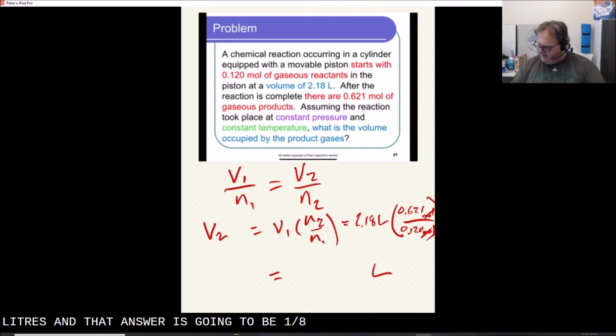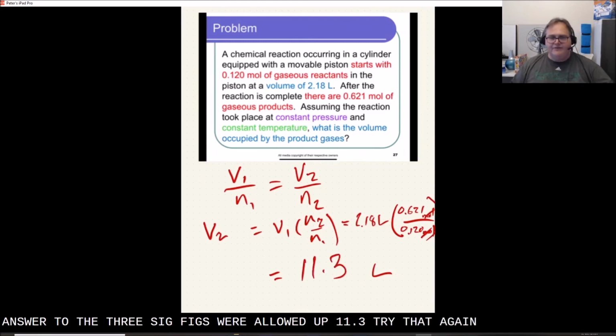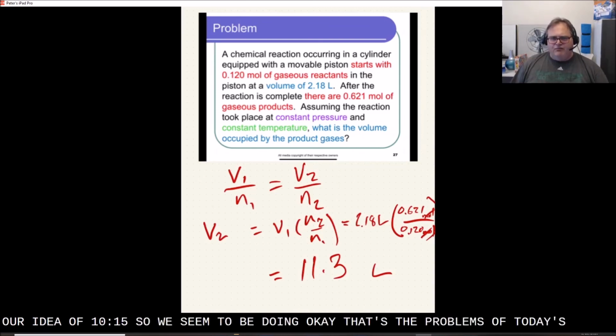and that answer is going to be 2.18 times 0.621 divided by 0.120. And here we get an answer to the 3 sig figs we're allowed of 11.3 liters, which again kind of fit our idea of 10 to 15 liters, so we seem to be doing okay. That's the problems of today's assigned reading.